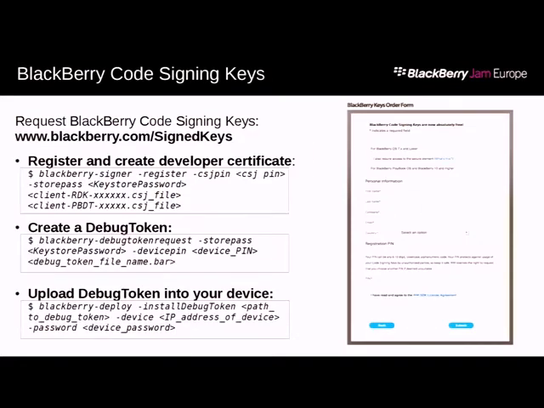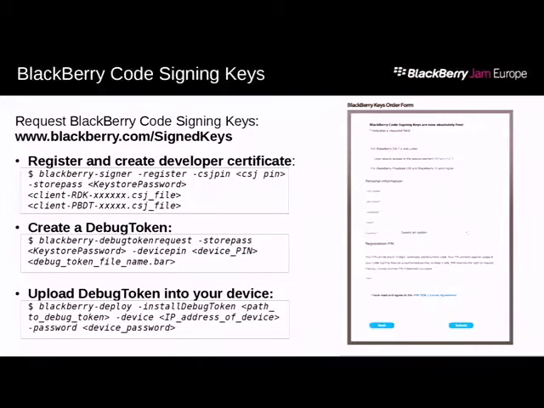OK, so first thing to do is to request the BlackBerry code sign-in keys. You just go to blackberry.com/signed-keys. You will find a form that you need to fill, just basically information: your name, company name, email, country. You also need to provide a registration or a PIN code that you need to remember.